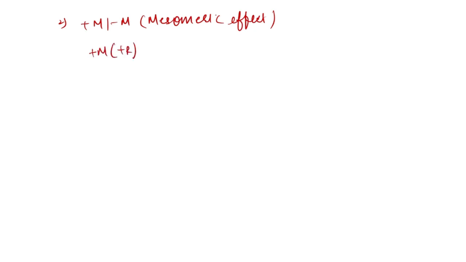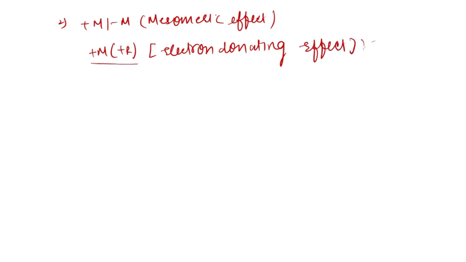About the second application of resonance, that is plus M and minus M, that is the mesomeric effect, or plus M, or we're going to talk about first plus R, electron donating. So first of all, these are two effects, plus M and minus M effect.